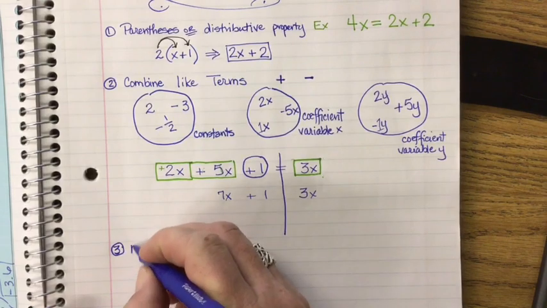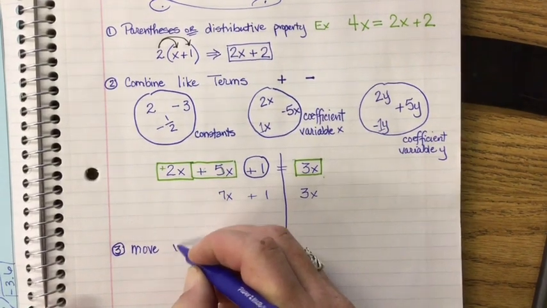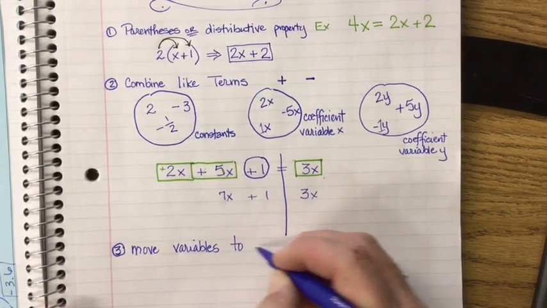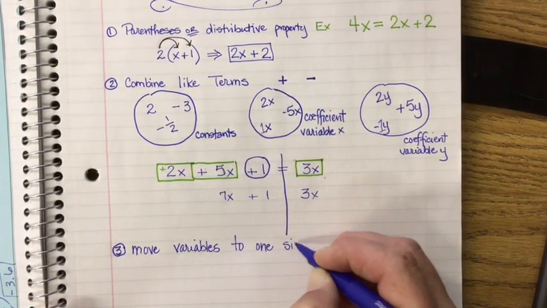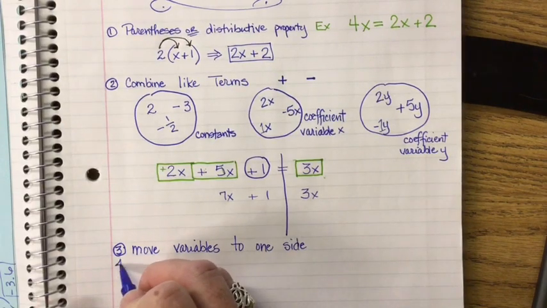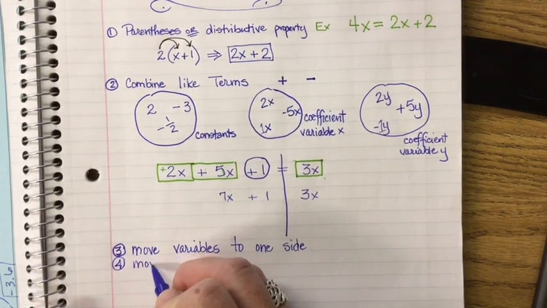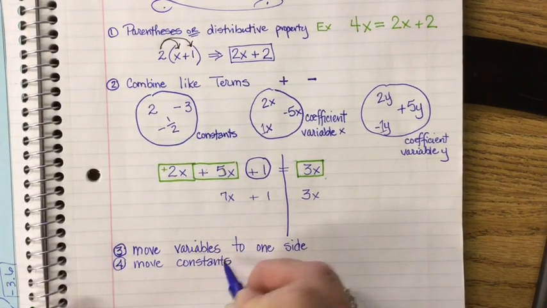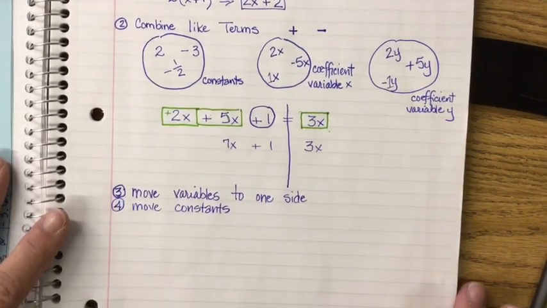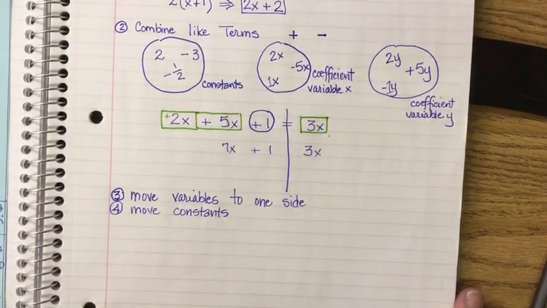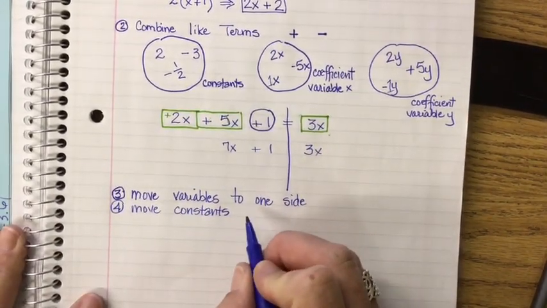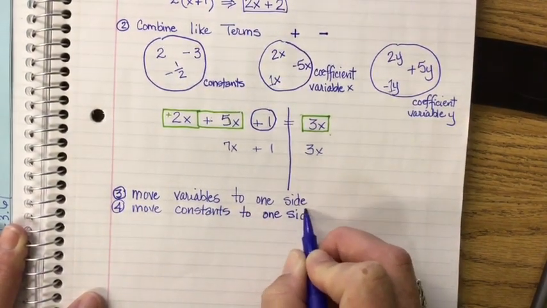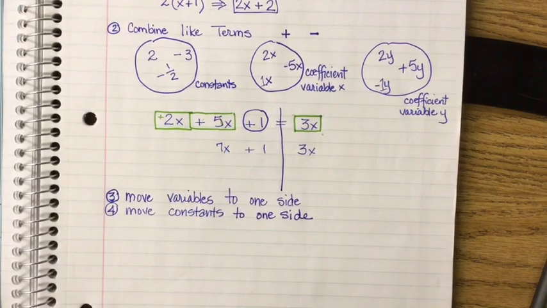You need to move the variables to one side. And step 4, which is kind of the same thing, you need to move constants to one side. Because remember, our whole goal is to isolate the variable to get the one x on one side because we want to find the value of x, and move the constants to one side. Okay? Let's look at what that means.